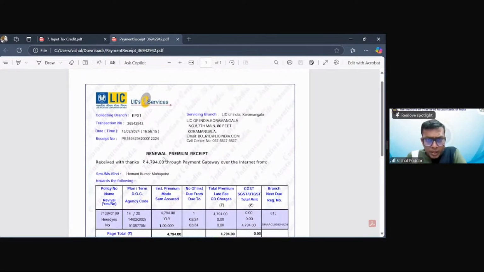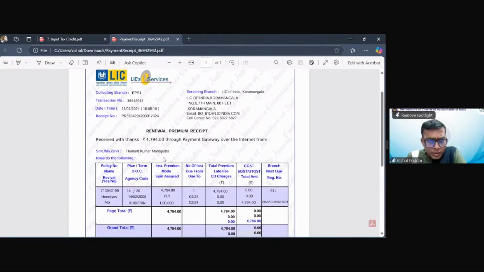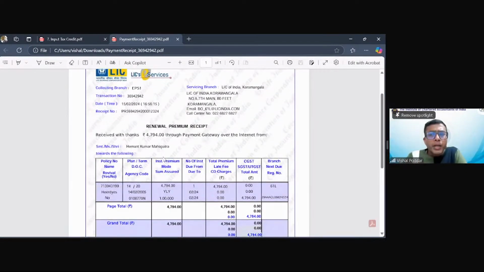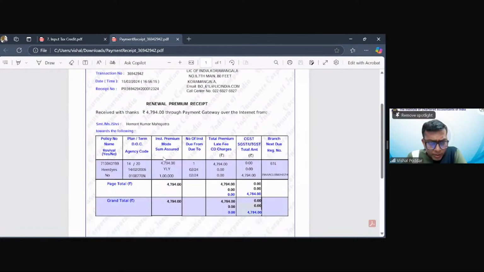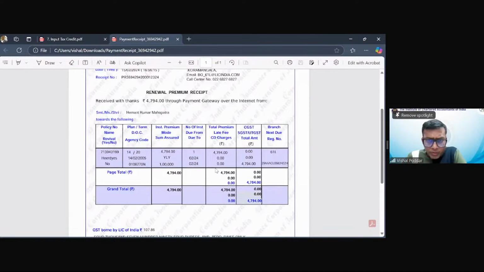It is LIC collection branch, servicing branch, payment gateway, policy number, plan term, insurance sum assured, number of installment, total premium.